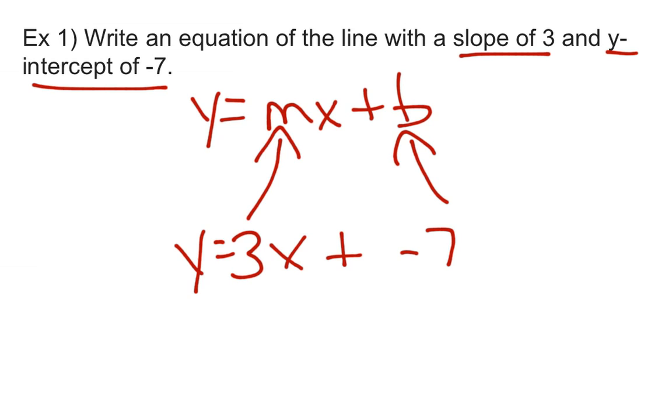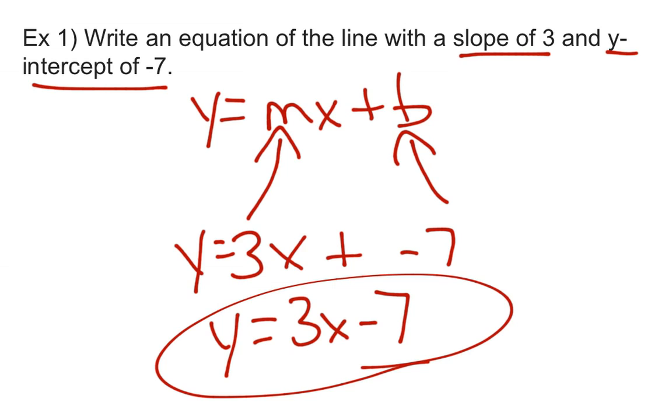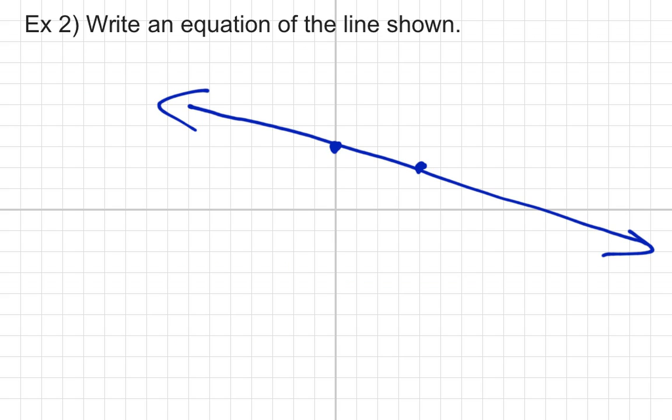So what you end up getting here is this equation, which is y equals 3x. And instead of writing plus -7, I'm just going to write -7 there. Alright, so there's the equation of our line where I knew that the slope, or my m, was 3. The y-intercept, or my b, is -7. And that's all it is to it, guys, is trying to write this equation.